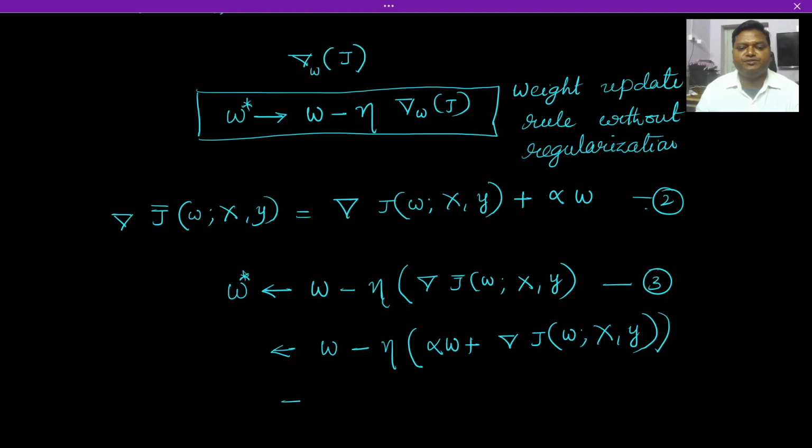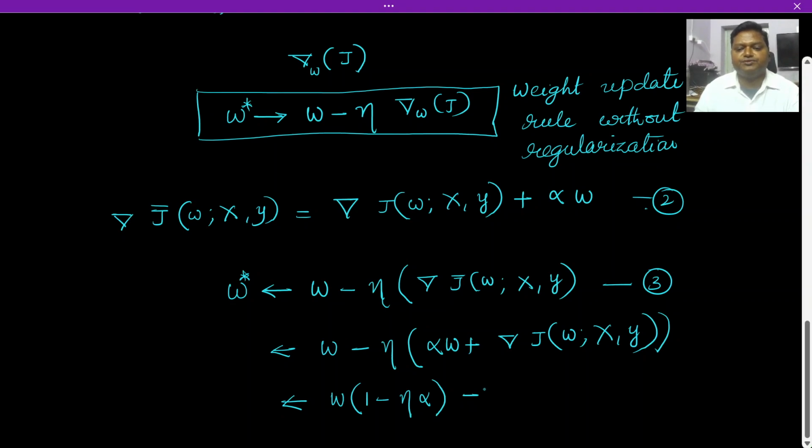So simplifying this, it is equal to w common, you can take 1 minus learning rate into regularization parameter, plus, or rather it is minus learning rate into the gradient of the J cost function.